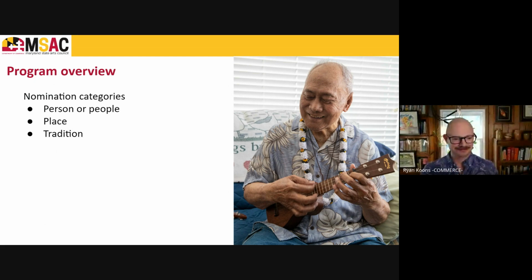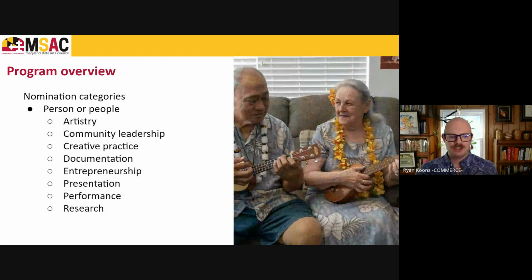When we talk about nominations within the people or person category, we're referring to folks whose long-term achievement within the traditional arts might relate to their artistry or their community leadership, possibly also their creative practice. Maybe they're excellent documentarians and have been documenting a tradition. Maybe they are entrepreneurs within a tradition. 2024 Heritage Award winner Angel Rivera of Frederick is an excellent example of this. He and his daughter own and run the, to my knowledge, only Puerto Rican distillery in the mainland United States outside of Puerto Rico. Again, an excellent example of entrepreneurship there.